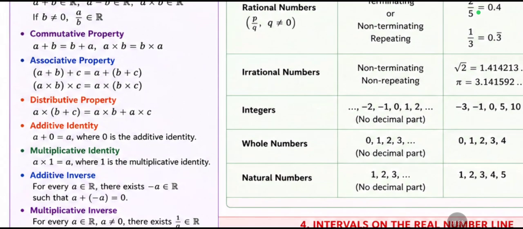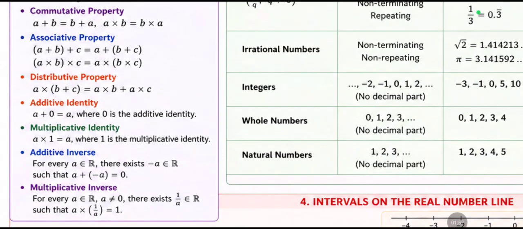Third one is associative property. Associative means if a, b, c belong to R, we can take three real numbers. Then a plus b plus c equals a plus b plus c, grouped in either way. Similarly, a into b into c equals a into b into c. That means the product of the given three numbers is the same. In the same way, for the product or sum we have taken.